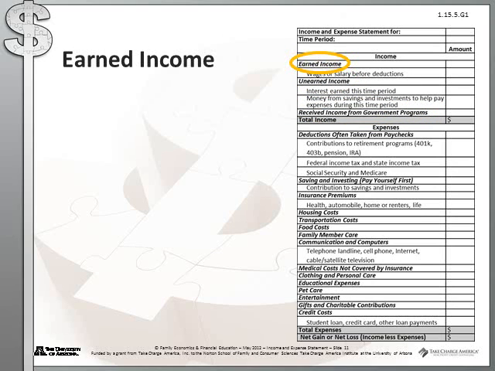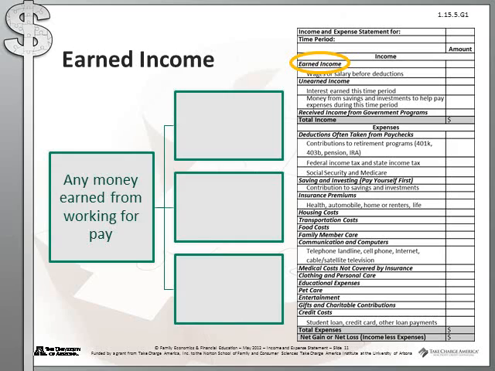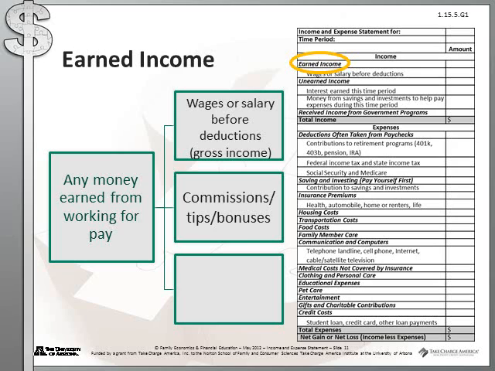Let's look at the categories a little more closely. Earned income is income from money we get when we work for pay. This may include money from wages or salary before deductions, commissions, tips, or bonuses, or your tax return.